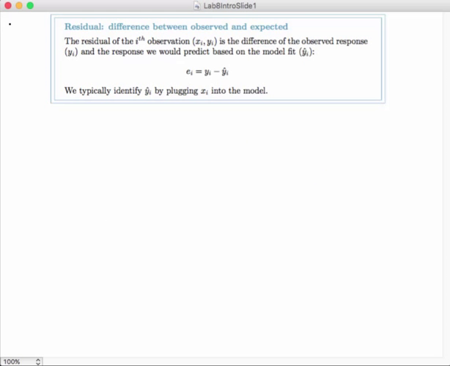The textbook's definition of residual says that a residual is the difference between the observed and the expected. The residual of the ith observation, (x sub i, y sub i), is the difference of the observed response y sub i and the response we would predict based upon the model of the fit, y hat sub i. So the error term, which is our residual, is defined to be this difference between our observed value and our expected value, and we denote that with a little e sub i. The way you get y hat sub i is by plugging x sub i into the model.